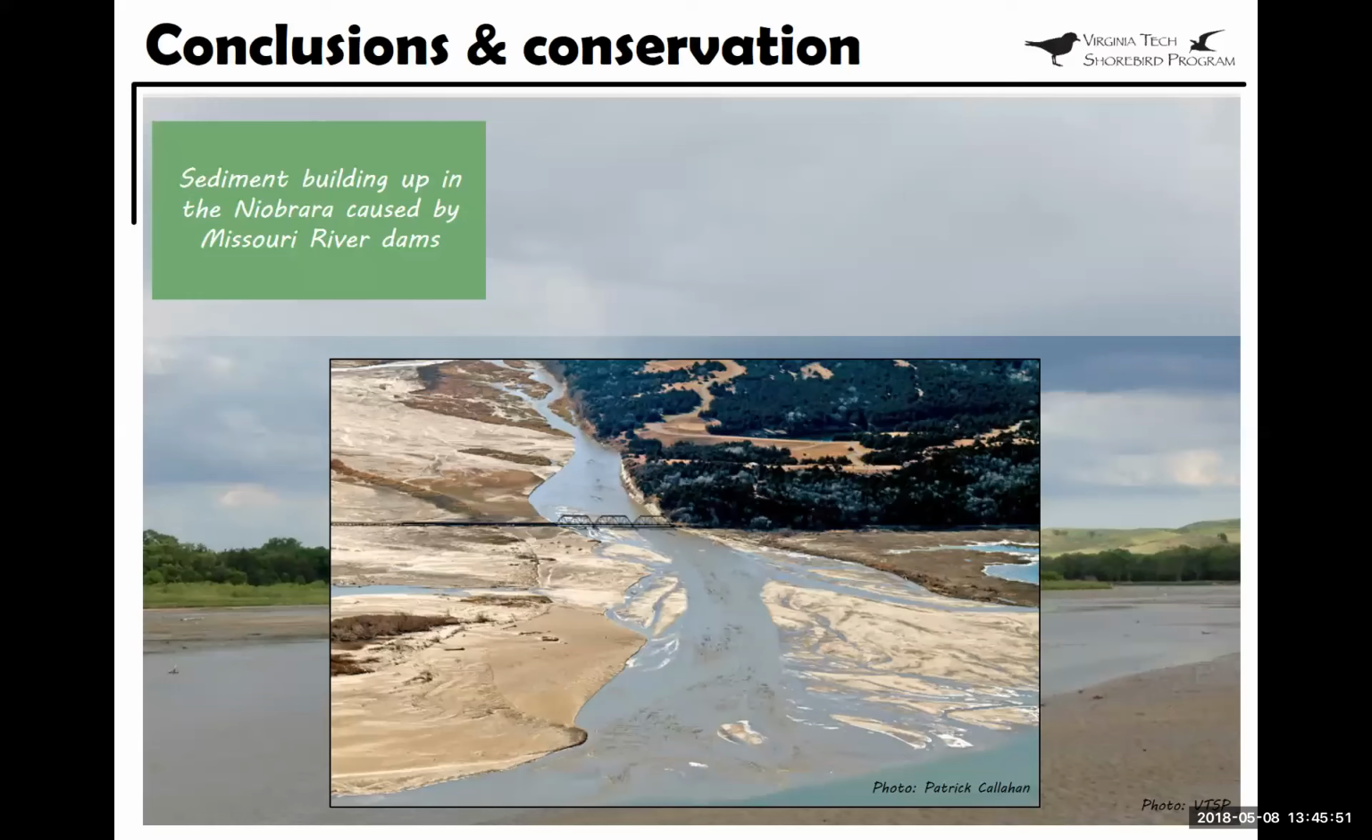Although the Niobrara is one of the least modified rivers in the Great Plains that supports plovers, there's still human impacts that may affect sandbar habitat and its suitability for plovers moving forward. So this image shows the mouth of the Niobrara where it runs into Lewis and Clark Lake. And on either end of the Niobrara, there are Missouri River dams that slow the flow of the Missouri River and inhibit its ability to clear sediment from the mouth of the Niobrara. So what's happening is sand is backfilling in the Niobrara channel and effectively reducing the height of sandbars above the surface of the water.